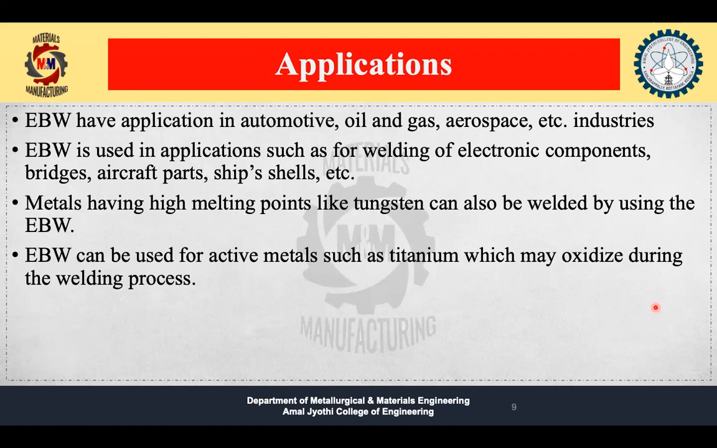It is an expensive equipment. These are the applications. Electron beam welding has applications in automotive, oil and gas, aerospace, etc. industries. And electron beam welding is used in applications such as welding of electronic components, bridges, aircraft parts, ships, shells, etc. Metals having a high melting point like tungsten can also be welded using electron beam welding. Electron beam welding can be used for active metals such as titanium, which may oxidize during the welding process.